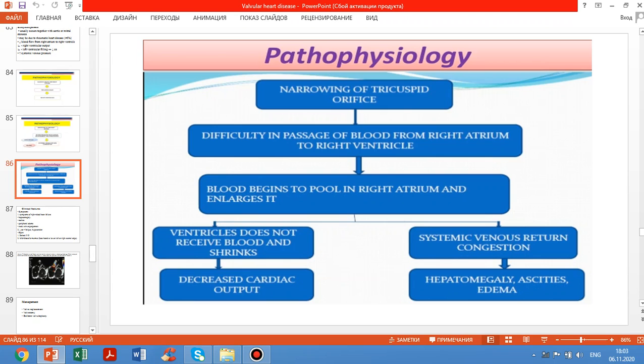Narrowing of the tricuspid orifice causes difficulty in passage of blood from right atrium to right ventricle. Blood begins to pool in the right atrium and enlarges it. Due to this, the ventricle doesn't receive enough blood and shrinks. Decreased cardiac output, and then systemic venous return congestion. Due to this, hepatomegaly, ascites, and peripheral edema.